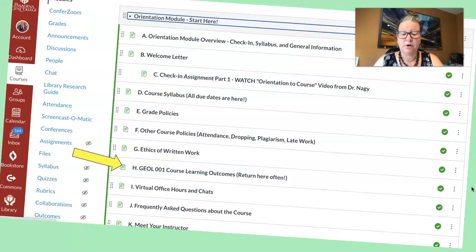So here we are in the orientation module in Canvas, and you've probably gone through a bunch of these things already. And here are the course learning outcomes. And it says return here often, and that's why, because that's where all of your learning outcomes are located. That's essentially like a study guide.